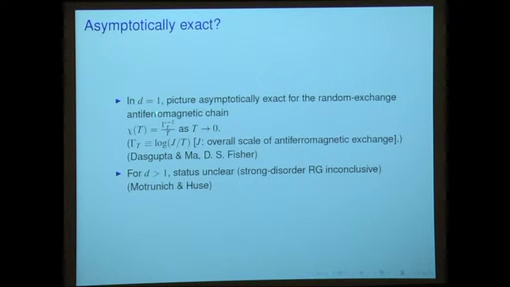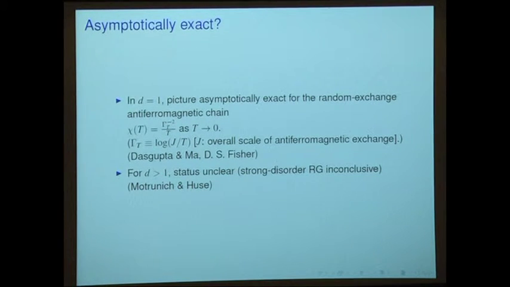And in one dimension, it's known that this picture is actually exact for the random exchange antiferromagnetic chain. There's essentially an exact solution that started with Dasgupta and Ma and was completed by Daniel Fisher, where this function N of T behaves as 1 over gamma squared. And gamma is always the temperature scale in logarithmic units. So gamma of T is log of J over T, where J is some overall scale of energy. So that's how this function vanishes. And so the susceptibility is basically as close to being a Curie tail as you can, without being a Curie tail.